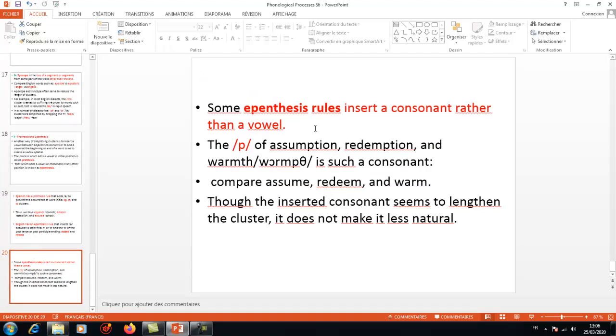Now, some epenthesis rules insert a consonant rather than a vowel. For example, the p of assumption, redemption, and warmth. This is the consonant which is inserted here. To see this clearly, try to compare these forms with assume, redeem, and warm. Though the inserted consonant seems to lengthen the cluster, it does not make it less natural.